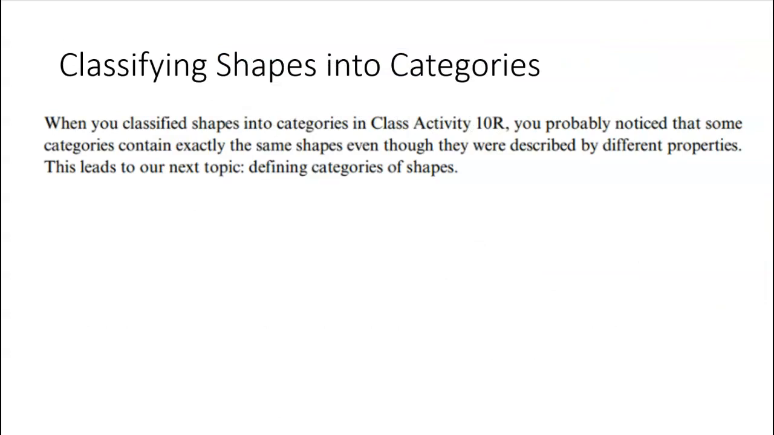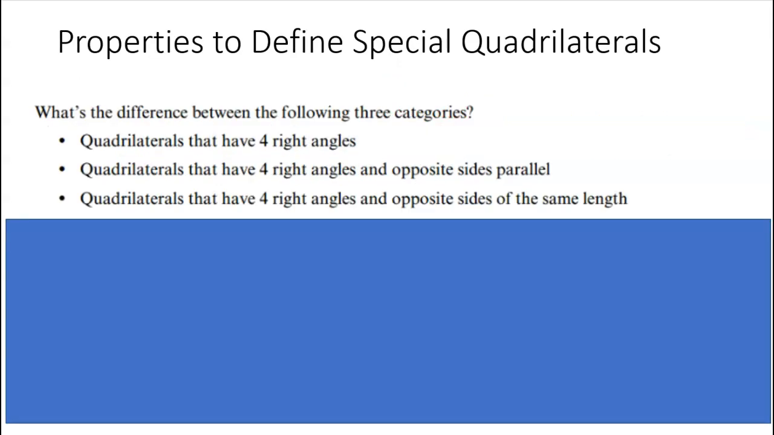All right, let's classify shapes into categories. When you classified the shapes in that exploration, which is a class activity from the back of your book, you probably noticed that some categories contain exactly the same shapes, even though they were described by different properties. That's going to lead us to defining the categories of shapes: properties to define special quadrilaterals.